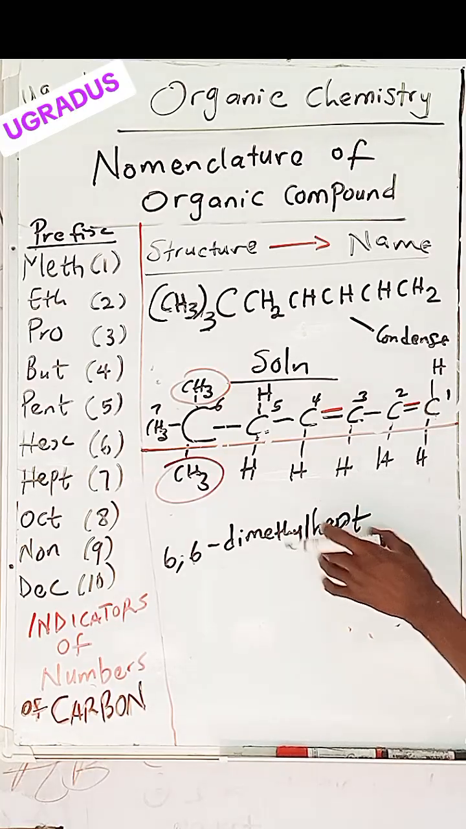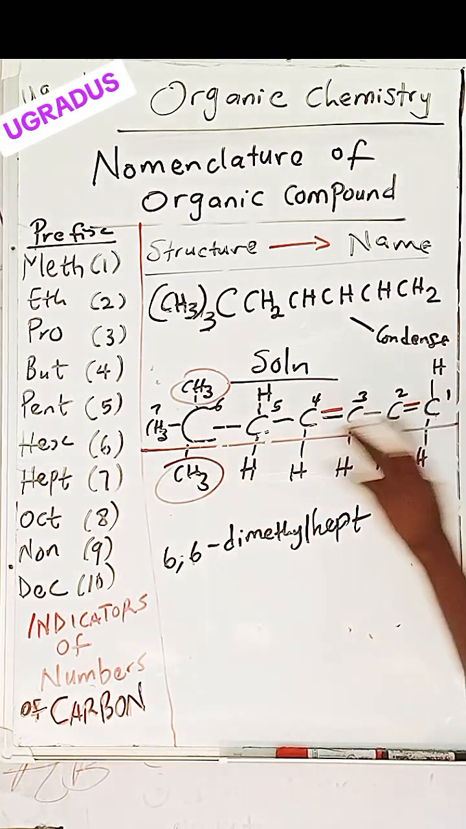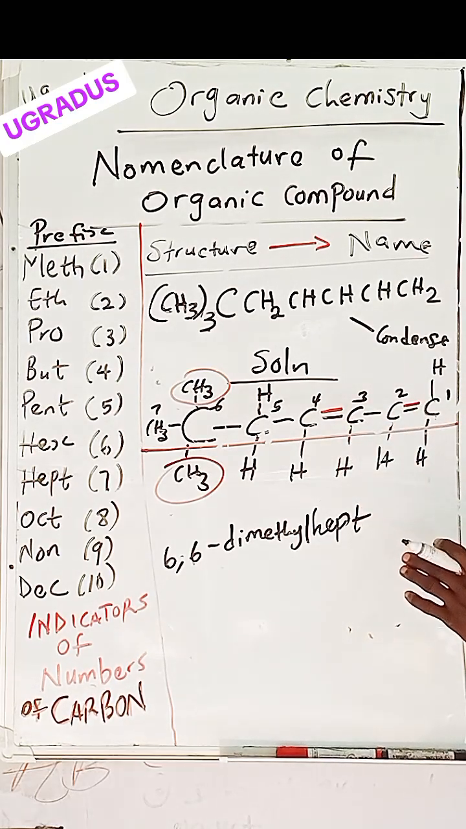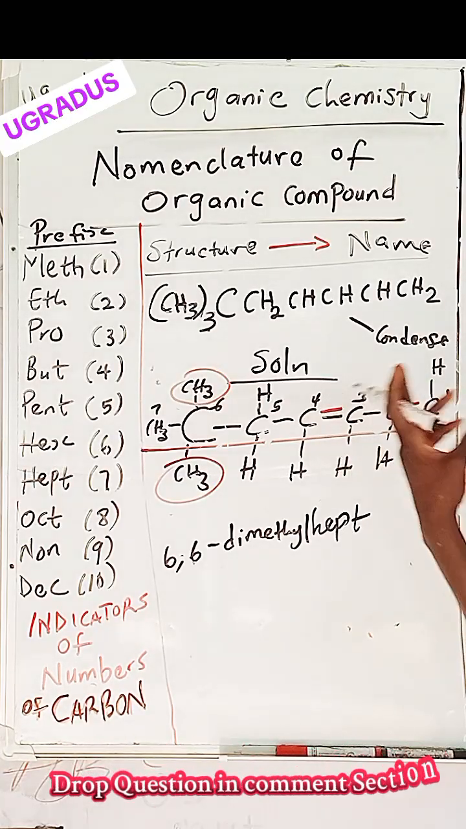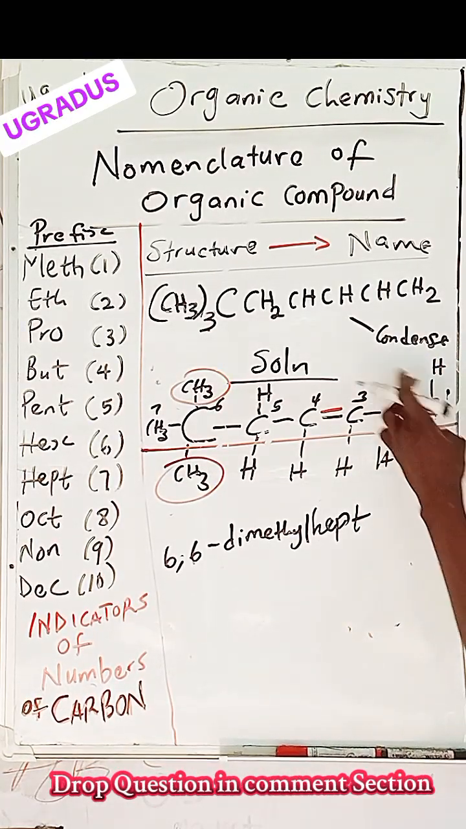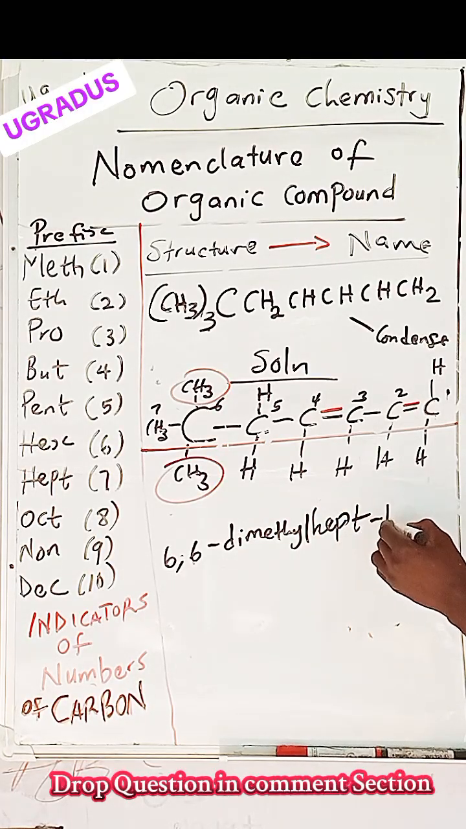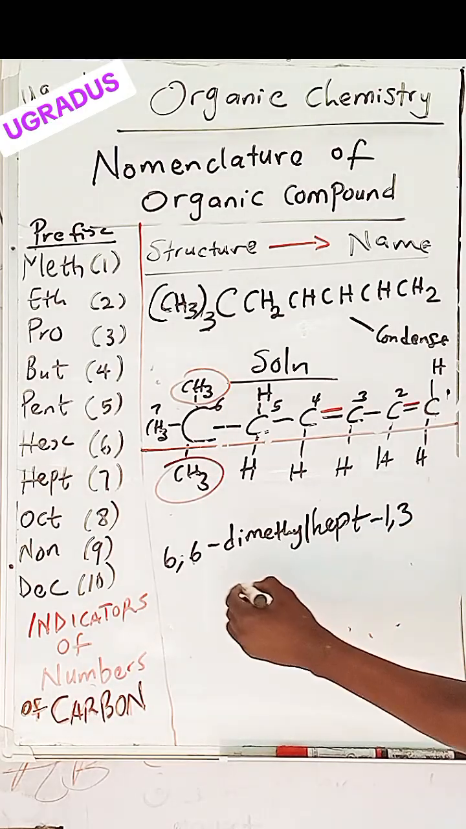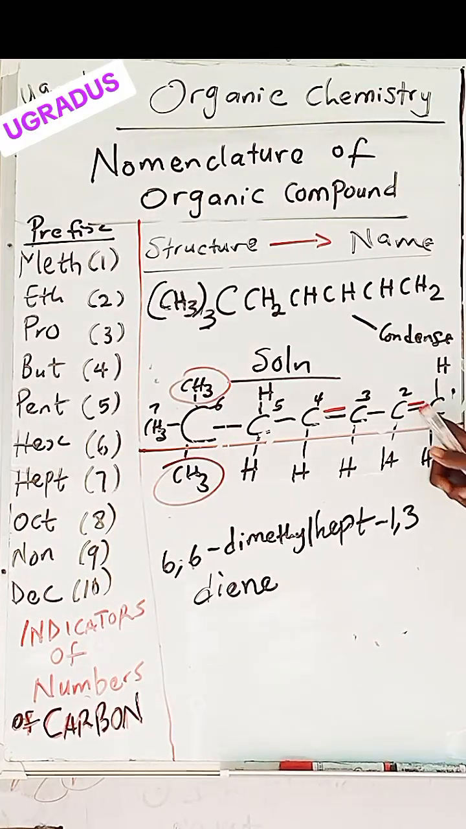So you cannot conclude yet. Hept is just what you need for now, because hept is suggesting that there are 7 carbons on a straight chain: 1, 2, 3, 4, 5, 6, 7. What you will end it with depends on the other factors present in this chain. So you now check. There's a double bond at carbon 1, 1, 2, 3. That means there's a double bond at carbon 1 and 3. So it's going to be 6,6-dimethyl hept, hyphen, 1, 3. This 1, 3 is just to show where the double bond is. It's diene because there are 2 double bonds.